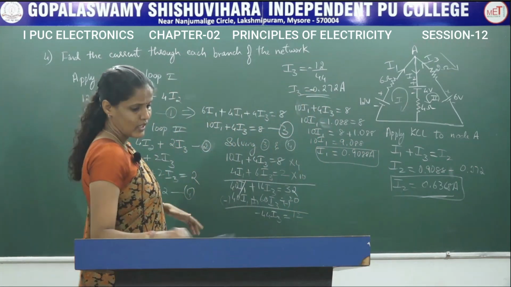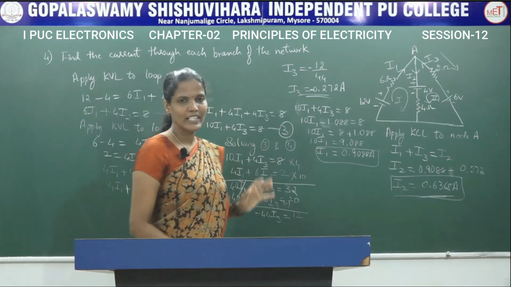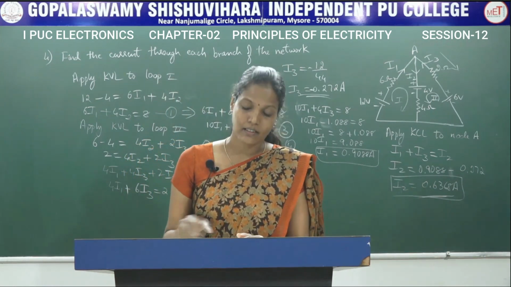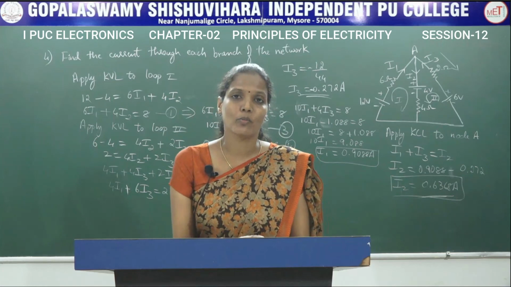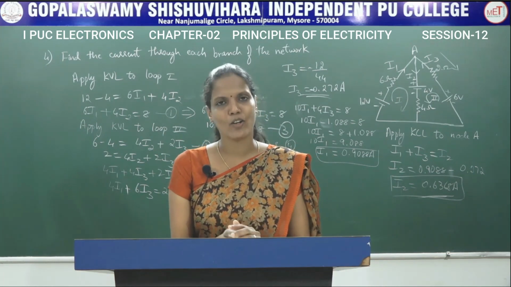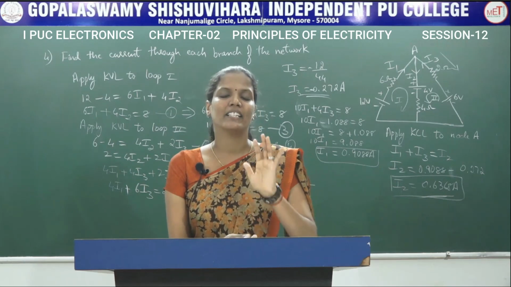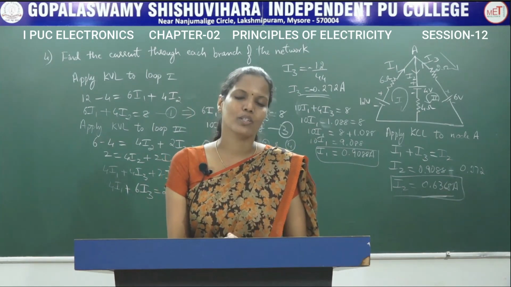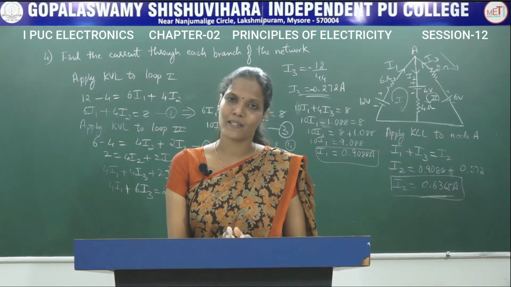So, find out the branch current for the following network. You have to identify the branch current and you have to mark the loop currents. Either you can take the clockwise direction or the anti-clockwise direction and write the equations accordingly and solve through the simultaneous method. Clear?